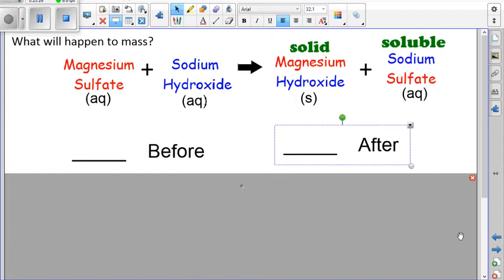So back here, let's talk about the mass. So I have magnesium sulfate, magnesium hydroxide. I'll pour these on my little scale over here. So here goes some sodium hydroxide. Here goes some magnesium sulfate. Boom. All right, so I'm going to go ahead and get the total masses real quick on my little balance.